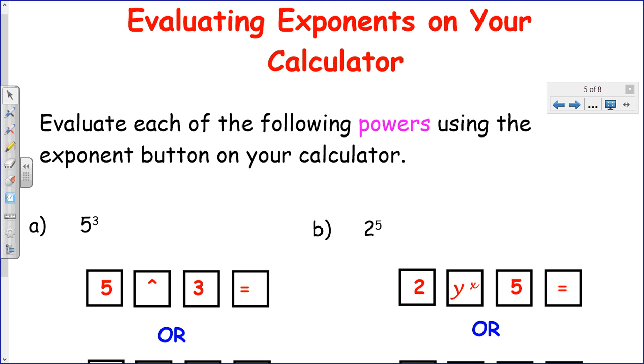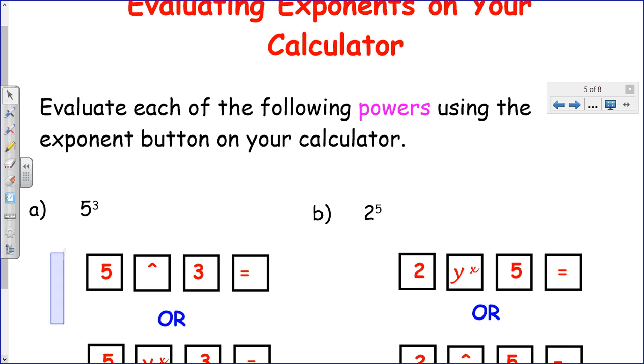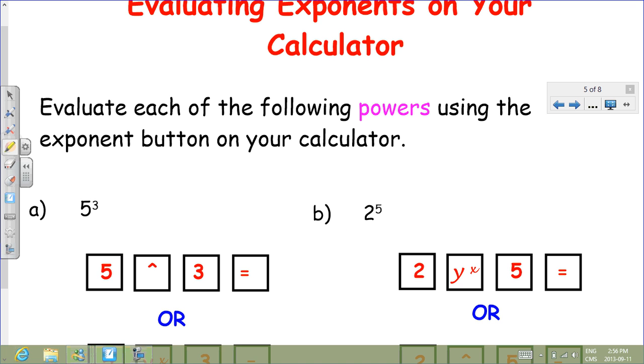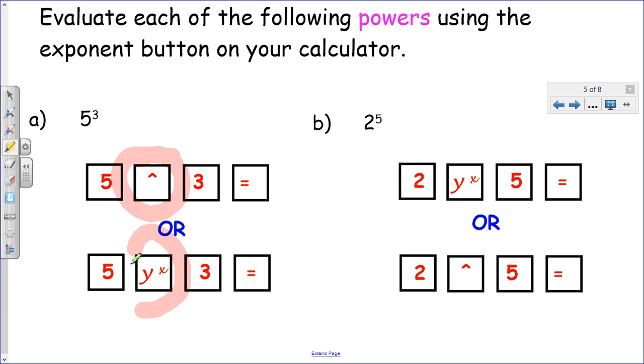So to evaluate 5 cubed on a calculator, you're going to look for one of 2 buttons. You're going to look for a button like this, which has a little, I call it a hat, or you're going to look for a button that has a y with an exponent of x. It may have an x with an exponent of y. You'll have to play around with your own calculator and try it out.